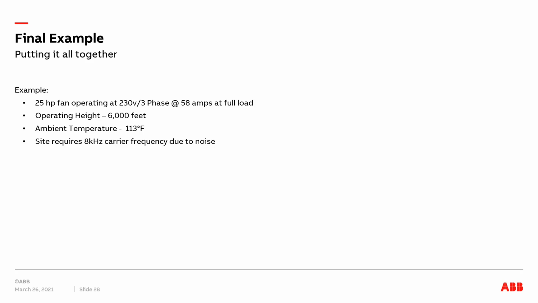In our example, we have a 25 horsepower fan operating at 230 volt 3-phase, and at full load, the motor on the fan is drawing 58 amps. This fan is located at an altitude of 6,000 feet.